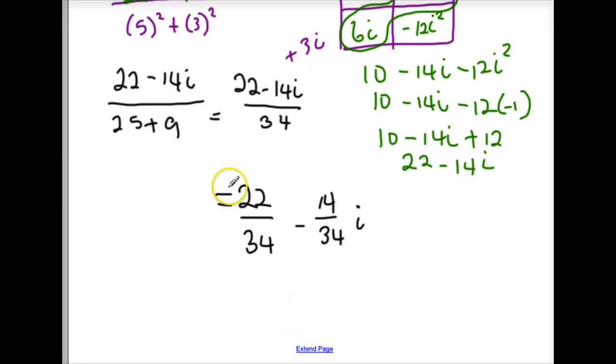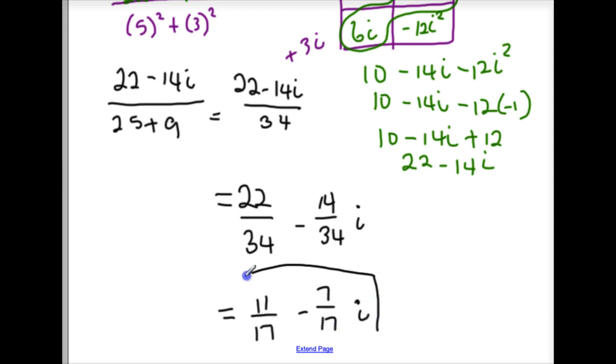And because it says to simplify it, you have to simplify these fractions. All you have to do is put this fraction in the calculator by itself and hit enter. You will get your final answer as 11 over 17 take away 7 over 17i. And this is my final answer. Once you get up to this point, plug 22 over 34, hit enter, you will get 11 over 17. Bring your minus sign down, you will get 14, plug in 14 over 34 and you will get 7 over 17 and bring your i down.